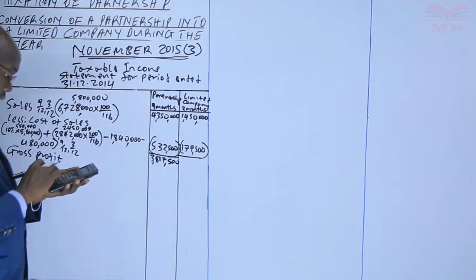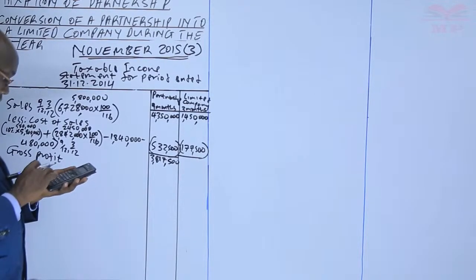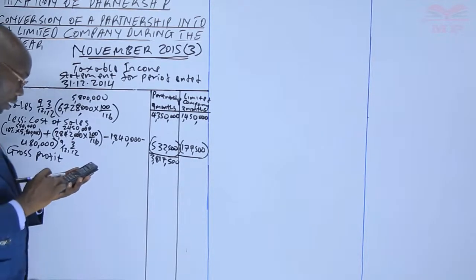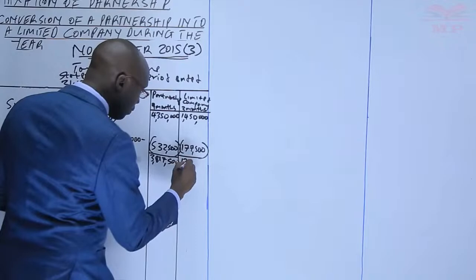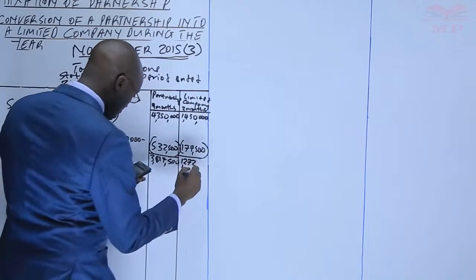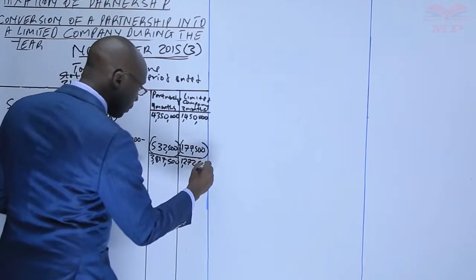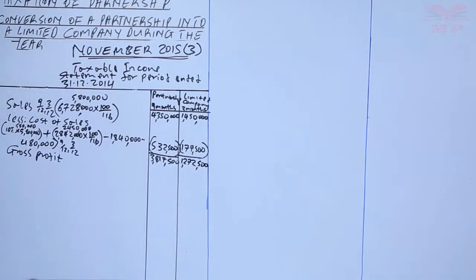This other one is 1450,000 minus 177,500. That gives us 1272,500. Now that is the gross profit, and then we said once you get the gross profit, you normally add other taxable income.